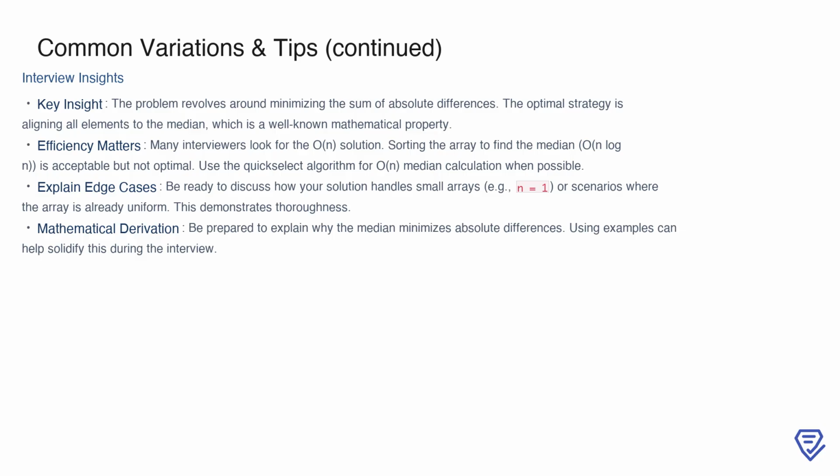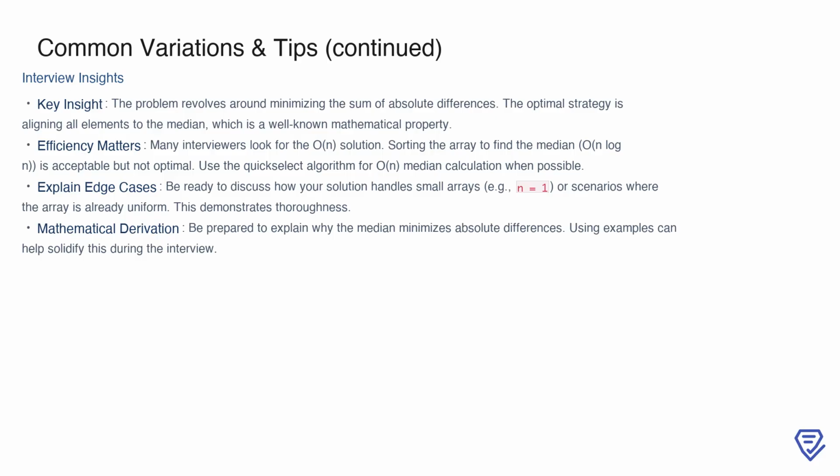Now let's discuss some valuable interview insights related to this problem. The key concept here revolves around minimizing the sum of absolute differences. The optimal strategy is to align all elements to the median, which is a fundamental property in mathematics. Interviewers often focus on efficiency, so while sorting the array to find the median in O(n log n) is acceptable, they may prefer a faster O(n) approach using the quickselect algorithm. If you're familiar with quickselect, it's an excellent way to demonstrate your understanding of algorithms and computational efficiency.